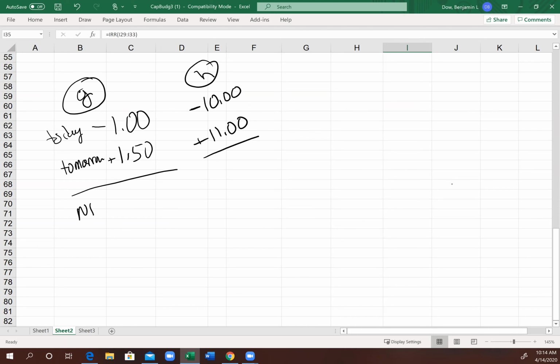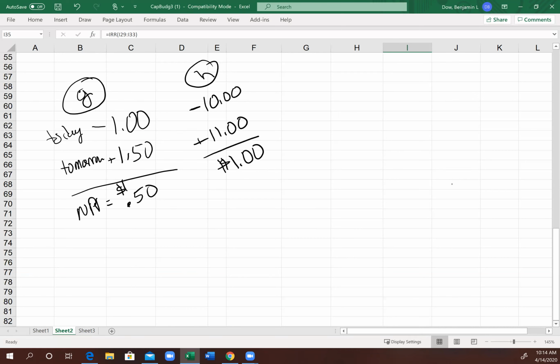So if you look at this, NPV would suggest, because there's no time value of money really in one day, NPV would suggest that project G has an NPV of 50 cents and H has an NPV of $1.